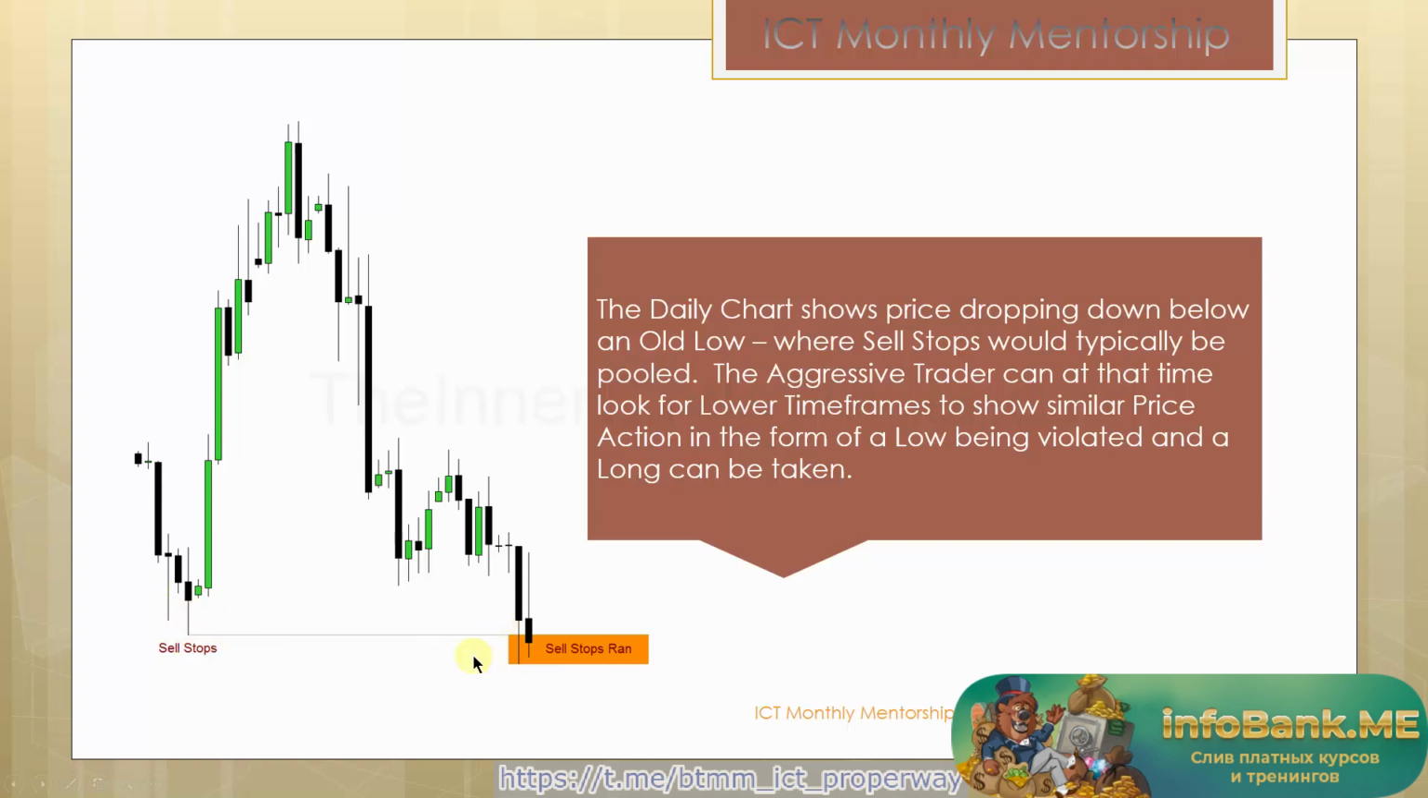So we would wait for short-term price action on a lower time frame to create that same scenario, which is a low being violated, because everything in price is fractal. By having that understanding and expectation, we can take a long position. But we're going to go one step further, and we're going to actually start looking for evidence of institutional sponsorship.